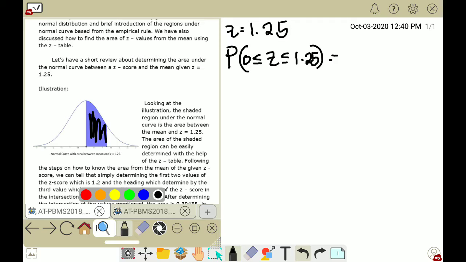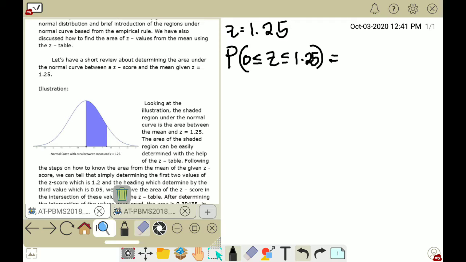What do we mean by that? This only means that there are z values included in this range where the area is located. Those z values contain the area from the mean to 1.25.